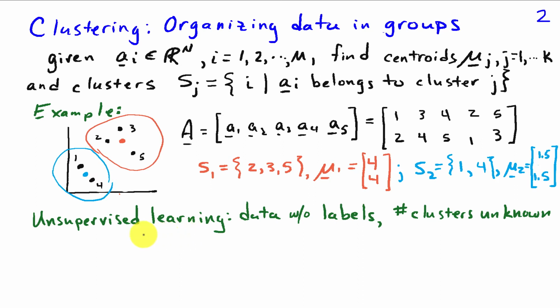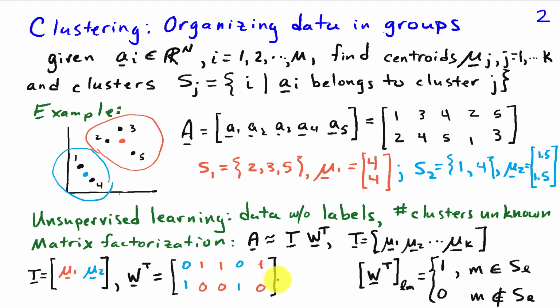Now this is an unsupervised learning problem because we just observed the data. We don't have any labels knowing which clusters each data vector belonged to. Furthermore, the number of clusters in general is an unknown quantity. Now we can think of this in terms of a matrix factorization problem.